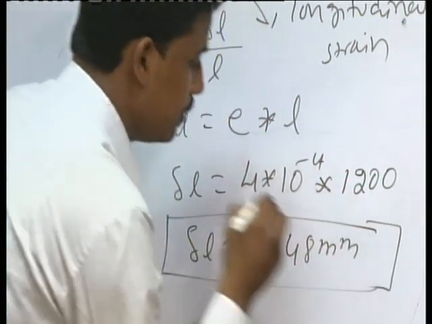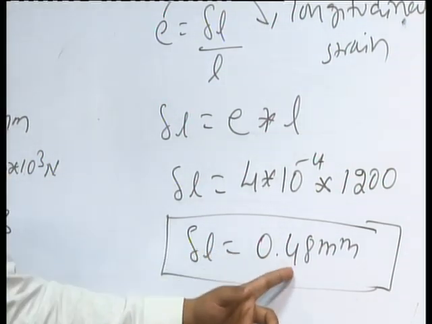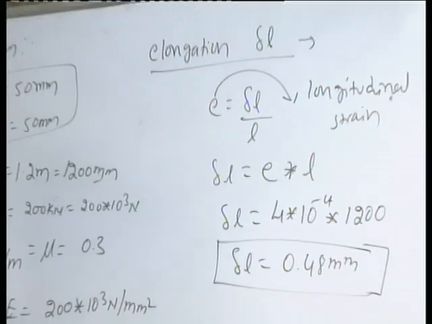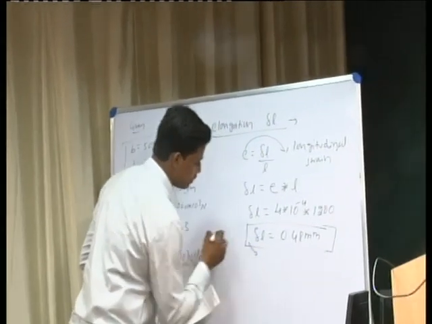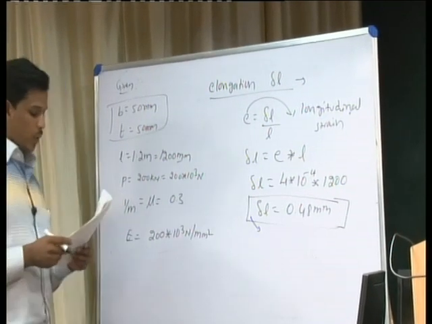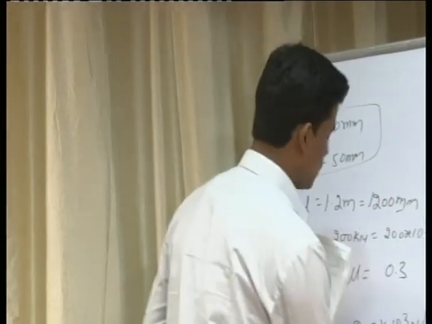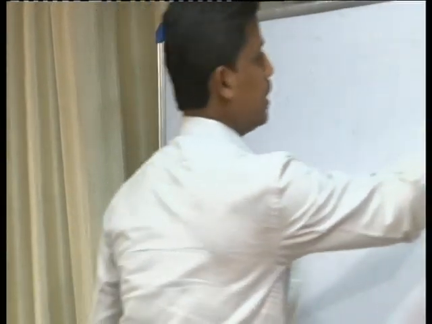This means that 0.48 mm is the change along the length. Delta L is nothing but the change occurring along the length. Actually our intention is to find the change along the length, along the breadth and along the thickness. So here we have calculated the change along the length. Then coming to the next point, we have to find the change in the breadth and the change in the thickness. In the next phase, we need to find that out.